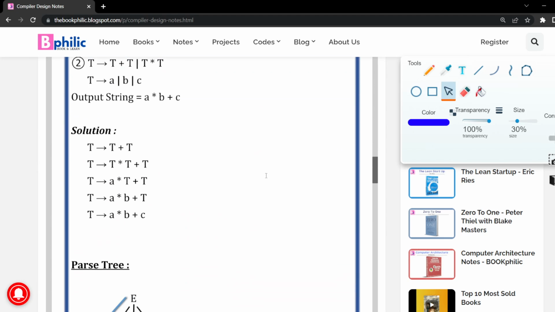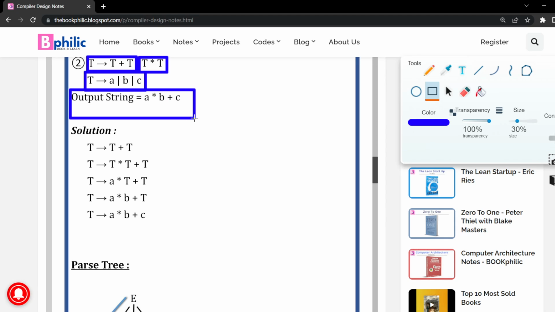So in the next example we are getting capital T derives capital T plus capital T. Here it is. And in the next we are getting capital T deriving capital T star capital T. And here also capital T is deriving small a, small b, small c, which is nothing but the terminal or the leaf node of the parse tree. So we are getting the output string as a star b plus c. So our main target is to generate this a star b plus c.